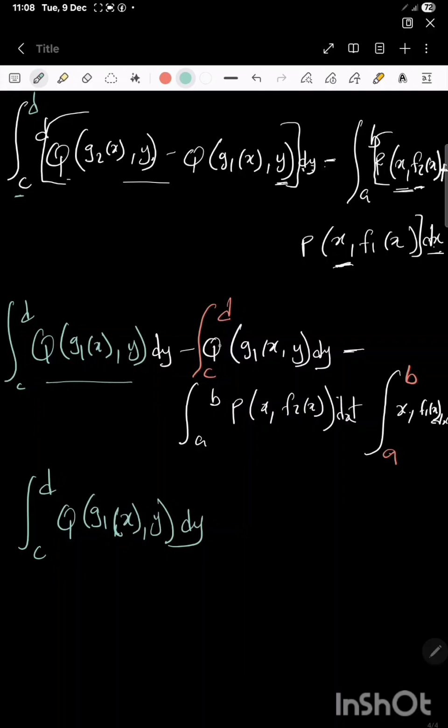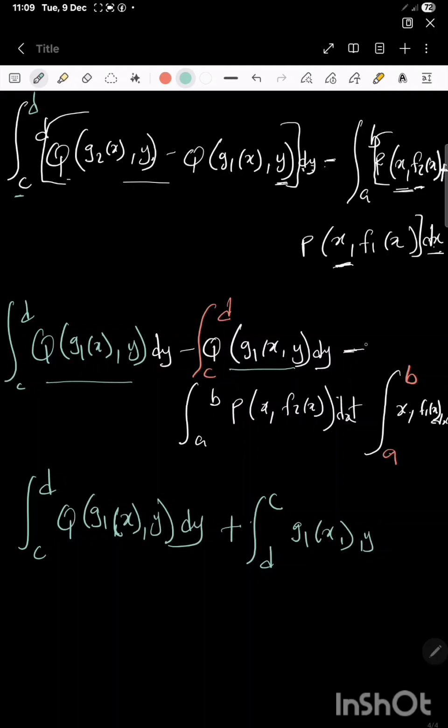Then I'm changing the choice of integration from C to D, so I'll write the limits as D to C. Once I change these limits, instead of C to D, I write D to C, meaning that this negative here will change to a positive. Then you remain with q of g1 of x, comma y. Okay, so I've written this one.